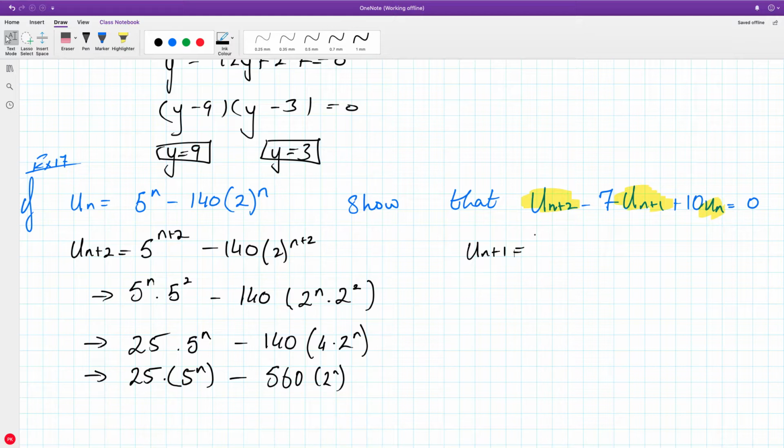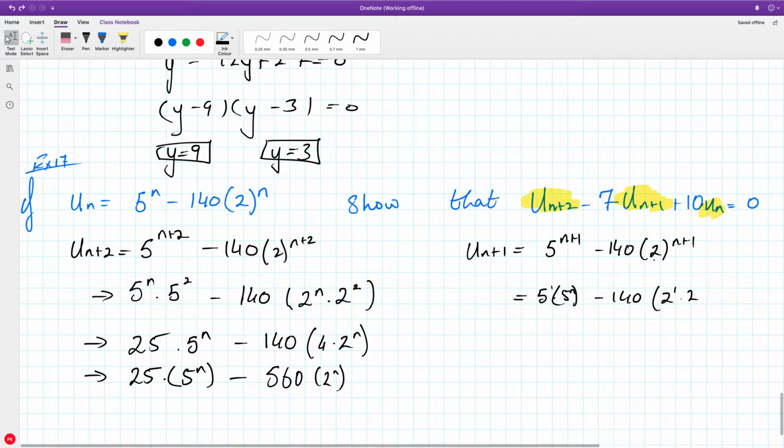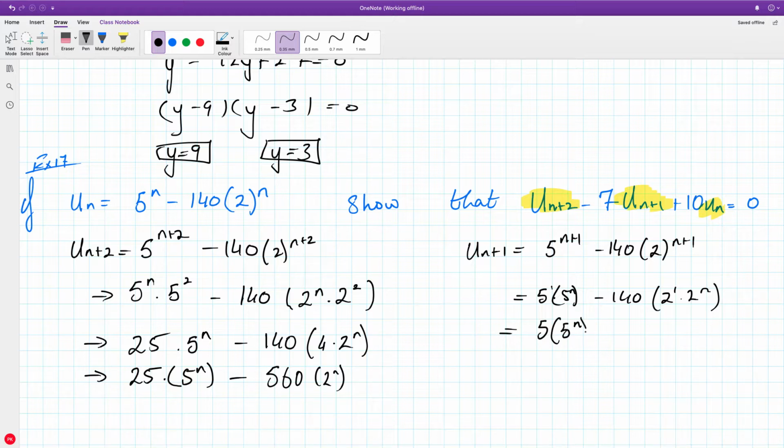Right. So for un plus 1, that's 5 to the power of n plus 1 minus 140 times 2 to the power of n plus 1, which is 5 times 5 to the power of n, minus 140 times 2 times 2 to the power of n, is equal to 5 by 5 to the power of n minus 140 times 2 is minus 280 times 2 to the power of n. Is that what we got?